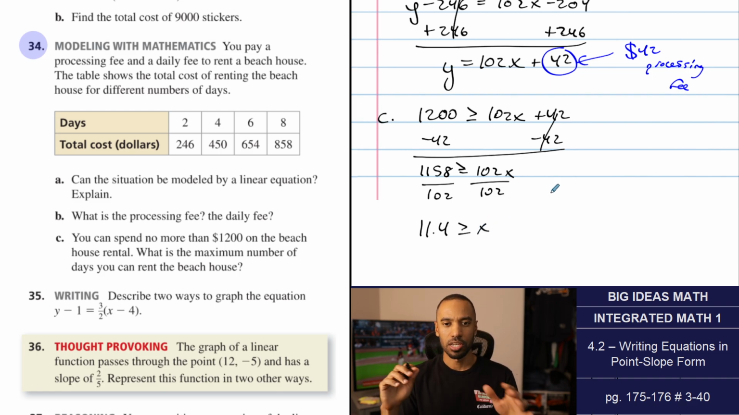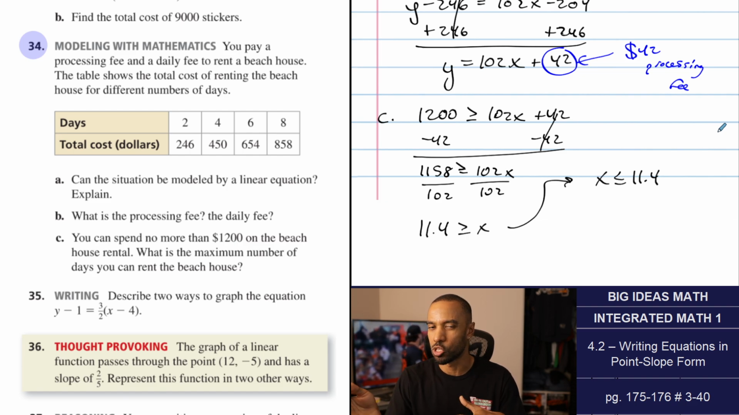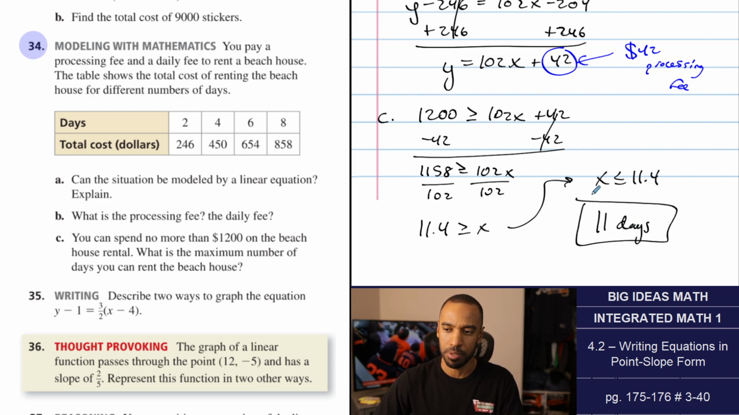Now, X is a number of days, and I probably want to turn this around. We have to be less than or equal to 11.4, which means we can't round up to 12. If we went 12 days, we spent too much. That's more than 1,200. So 11 days is the most that we can go and not be above 1,200. Okay, 11 days.